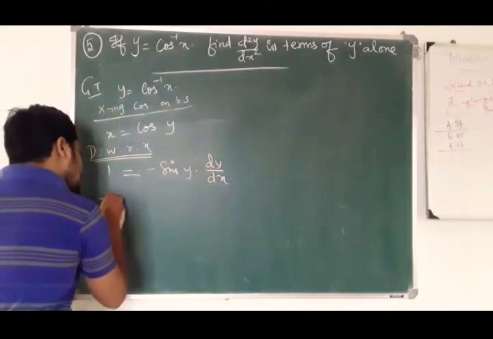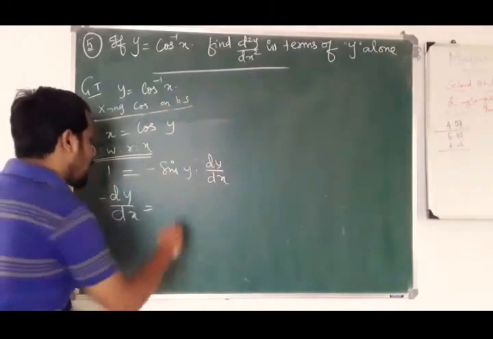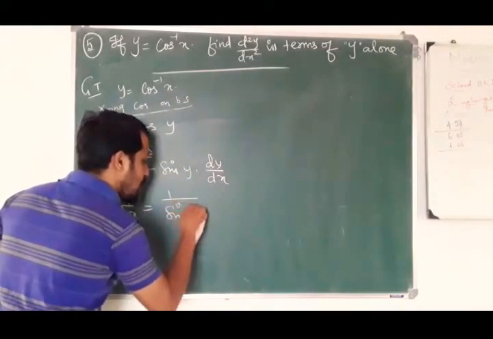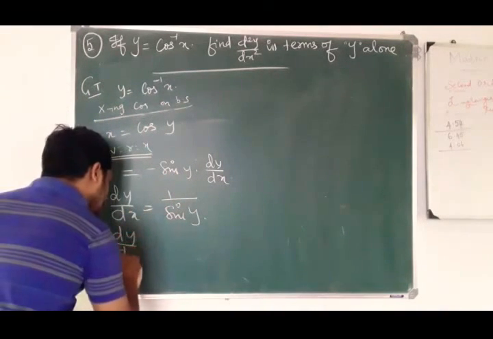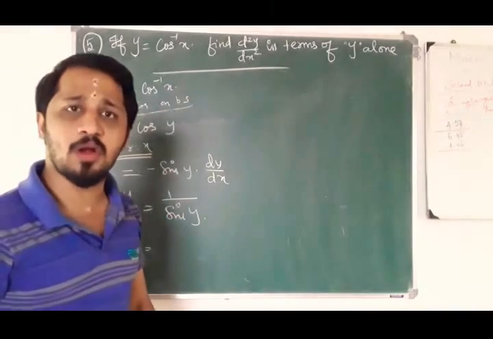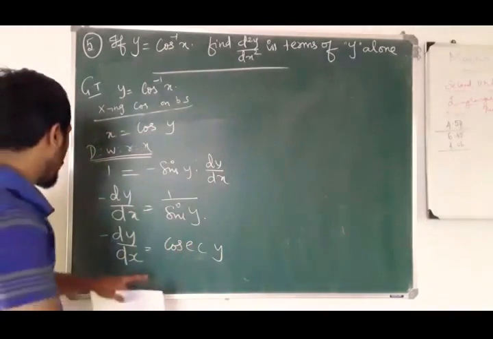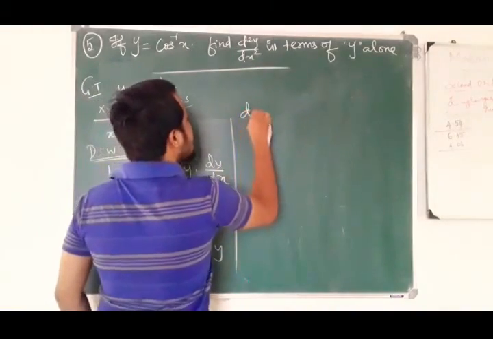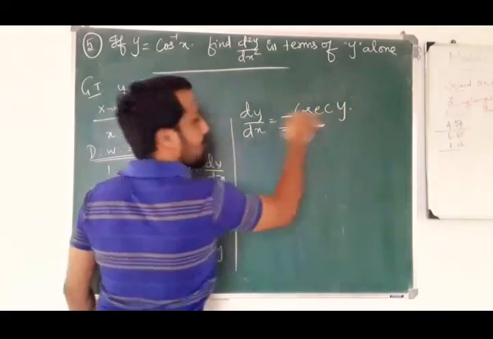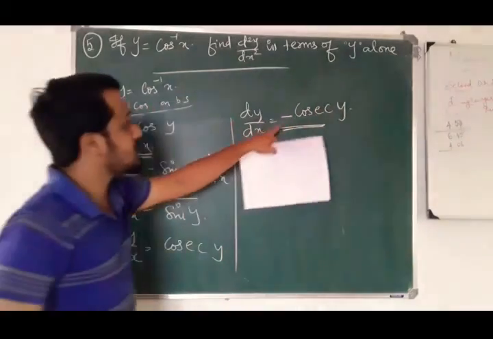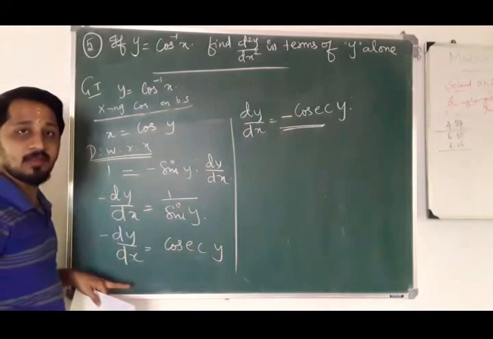So minus dy by dx is equal to 1 by sin y. Yes or no? This 1 by sin y, sin is what? Cosecant. So cosecant y. So dy by dx is equal to minus cosecant y. Is it clear to everyone?